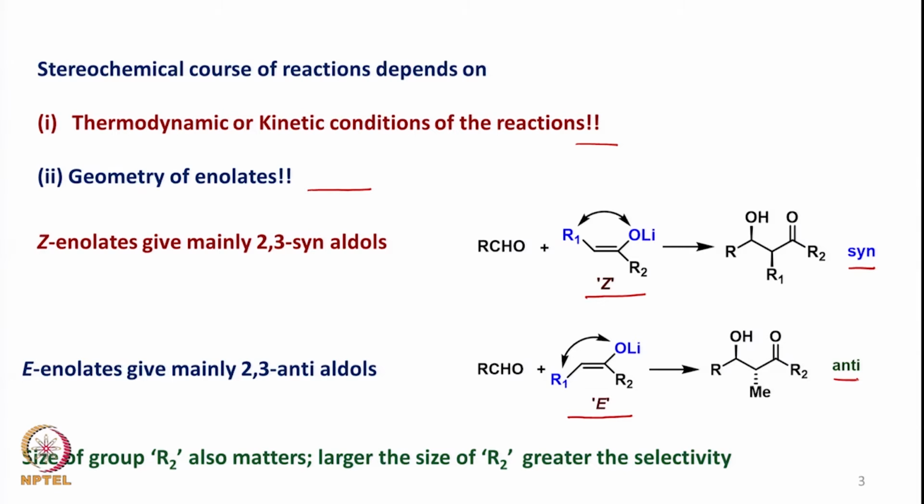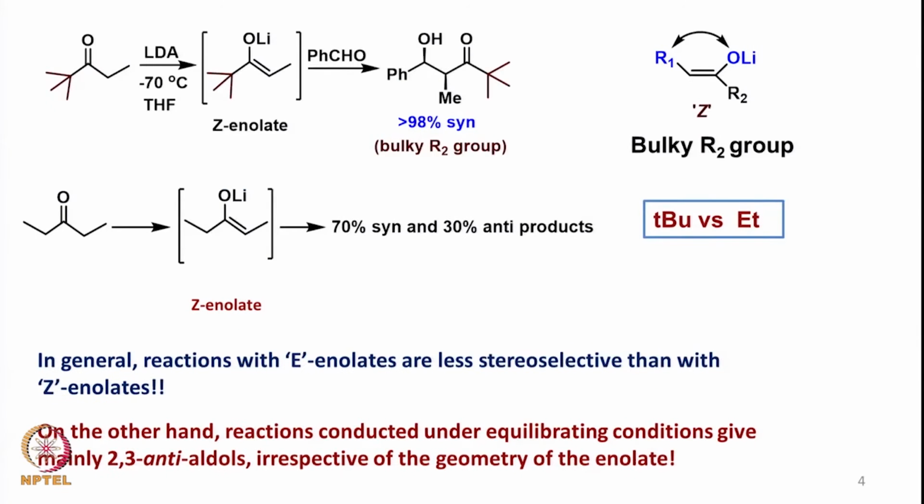It also depends upon the size of the R group here. For example, if the size of R2 is large, then there is a better or higher selectivity that is observed. So everything boils down to the fact that how can we ensure that the Z enolate is formed or the E enolate is formed, depending on what we want to do. So selectivity in terms of formation of E and Z enolate is therefore important.